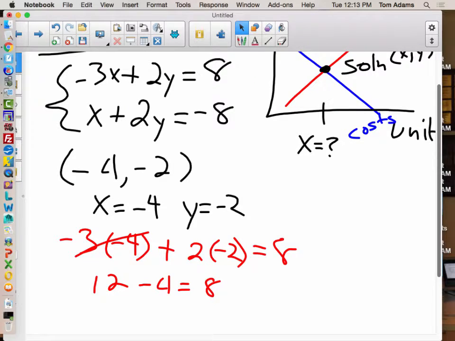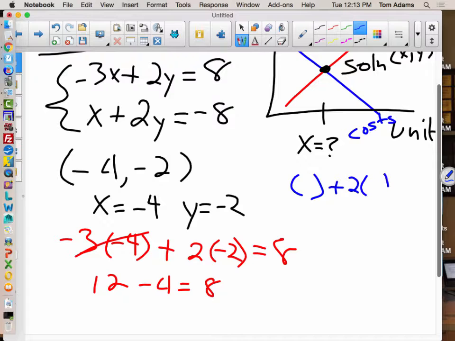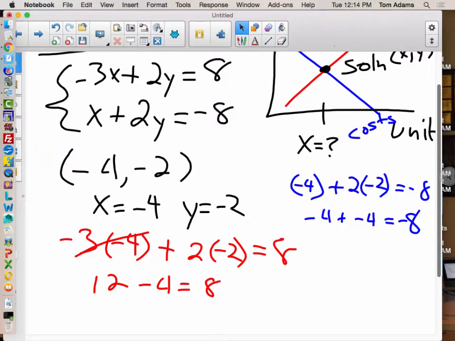Yep, sure do. Now let's try the same thing with this equation. I'm going to write over here because I'm running out of room. I'm going to take x plus 2 times y, and that should equal negative 8. Well, what's x? Negative 4. What's y? Negative 2. So I get negative 4 plus negative 4 equals negative 8. Does that work? Yeah. Sure does. Okay. Any questions on that? So that's one way to solve that. Now another way to solve that would be to plug this into our graphing calculator.